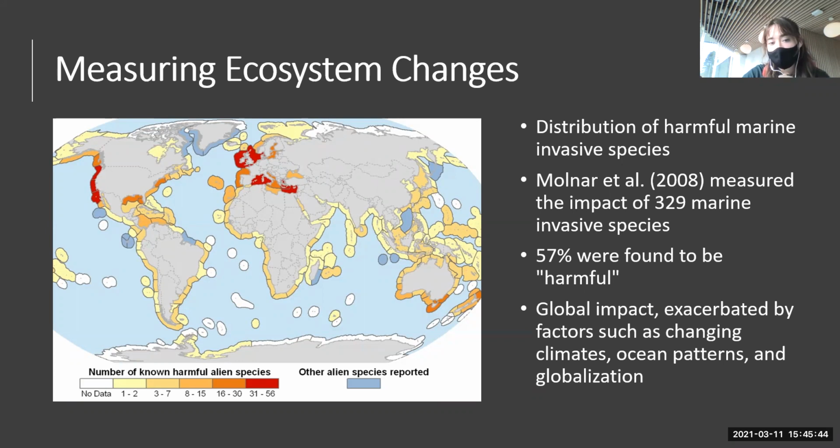The study revealed that only 14% of marine ecoregions at the time were considered free of invasive species, and scientists actually consider this value as very generous given the knowledge gaps in research on the issue. Of the species measured, 57% were considered harmful, and this meant that they disrupted the functioning of another species or the ecosystem as a whole.